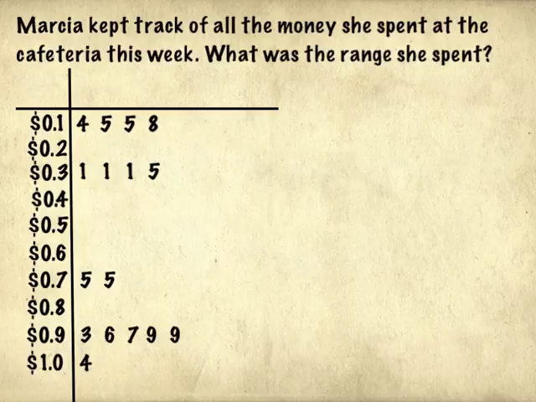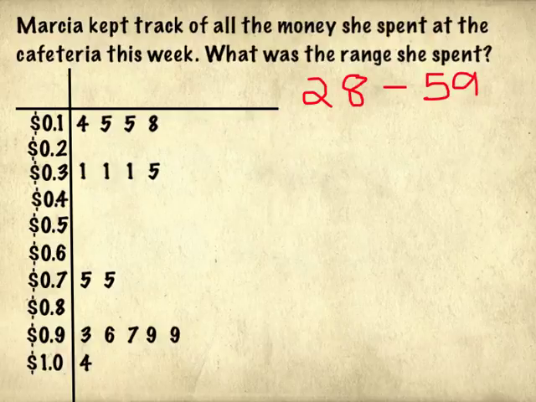So on the last question we did, if I was going to tell the range of teachers, my youngest teacher was 28. My oldest teacher was 59, so the range of teachers' ages was from 28 to 59.